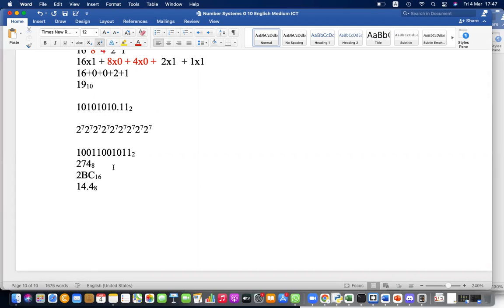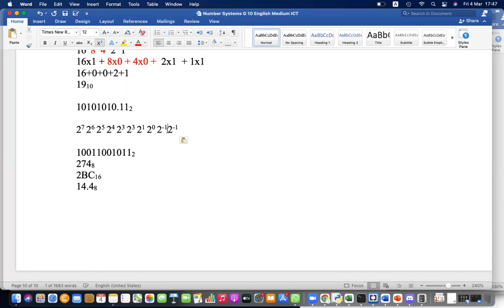Two to the power 7, then 2 to the power 6, then 2 to the power 5, then 2 to the power 4, then 2 to the power 3, then 2 to the power 2, 2 to the power 1, 2 to the power 0, 2 to the power -1, and 2 to the power -2. So this is how you can do it, right?